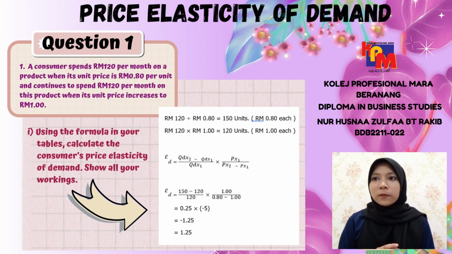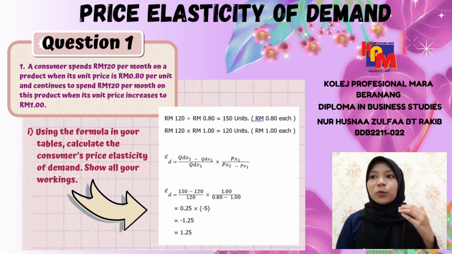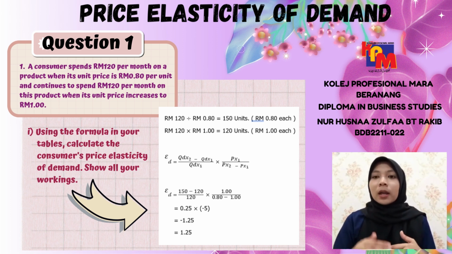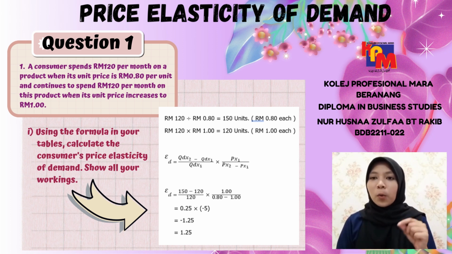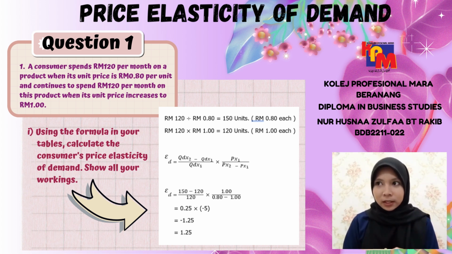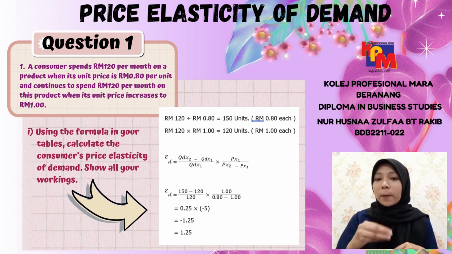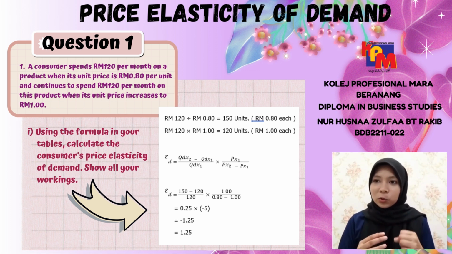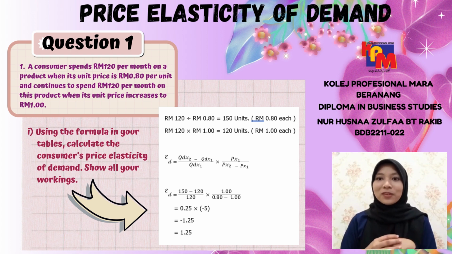After that, we move to the next step, which is to calculate 0.25 multiplied by negative 5, which is equal to negative 1.25. But we need to use the absolute value to exclude the negative sign. So by this, we get 1.25 as the final answer and the answer for the consumer price elasticity of demand.